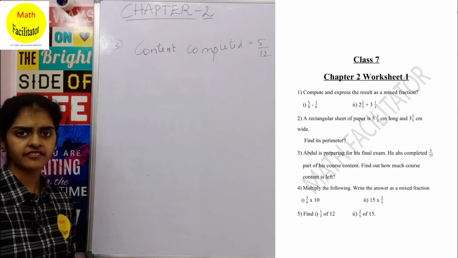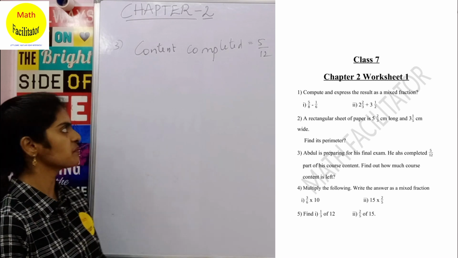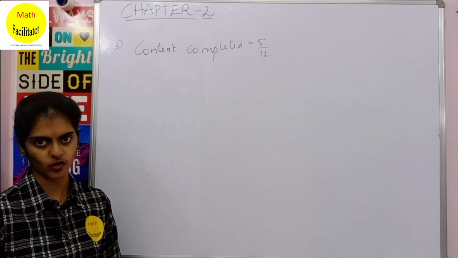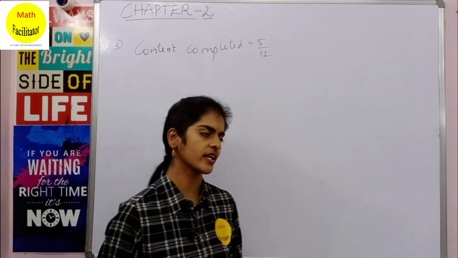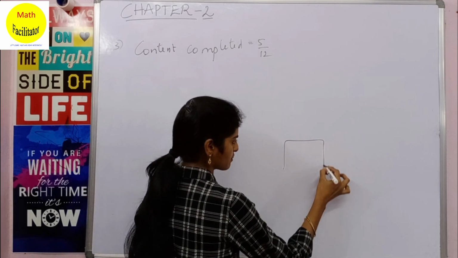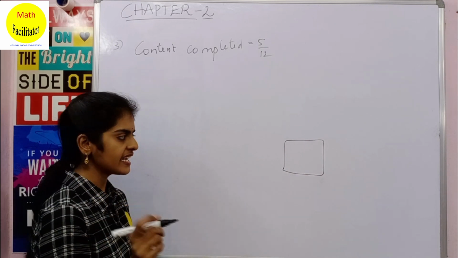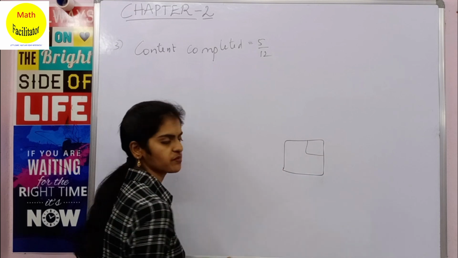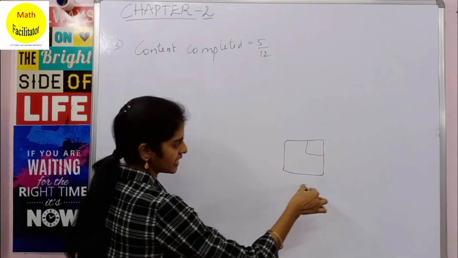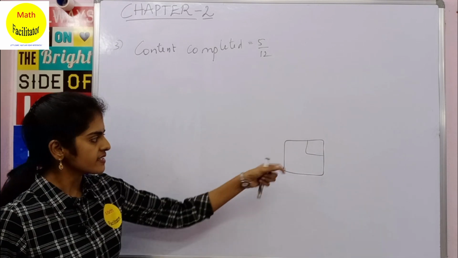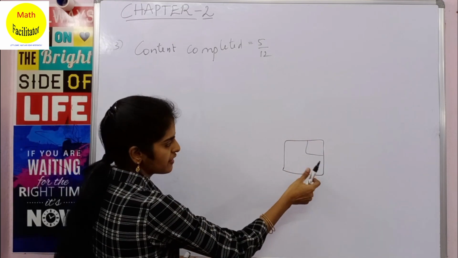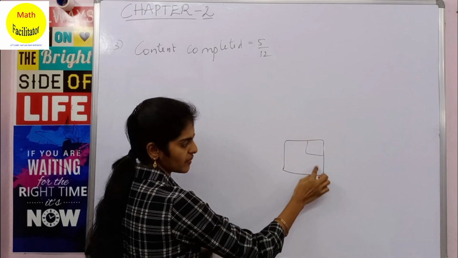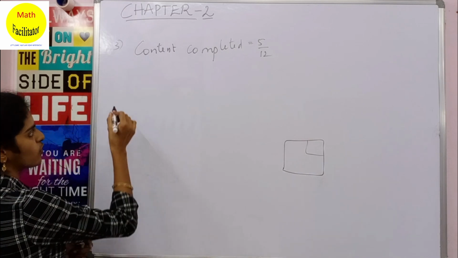Abdul is preparing for an exam for a course and he has completed 5 by 12th part of the course. Okay. So you have to find how much part of the course is left for preparation. If you consider the complete course as one part, he has covered 5 by 12th part. So out of the complete one part, he has covered some part of this. So the remaining part, how will you get? If you subtract this part, you will get the remaining part. Yes. So that is what we will do here.